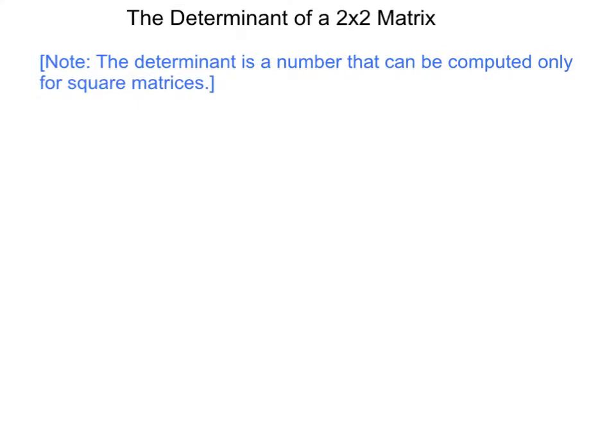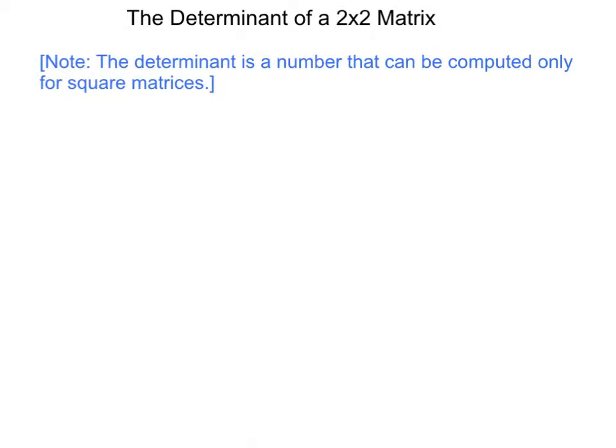This lesson's about the determinant of a 2x2 matrix. As an opening note, the determinant is basically just a number, and the number can only be computed for square matrices. So you will never be asked to find the determinant of a 2x3 matrix, or a 1x7 matrix, or a 3x2 matrix. It'll only be for a 2x2, or maybe a 3x3 matrix. And this video is only about the determinant of a 2x2 matrix.